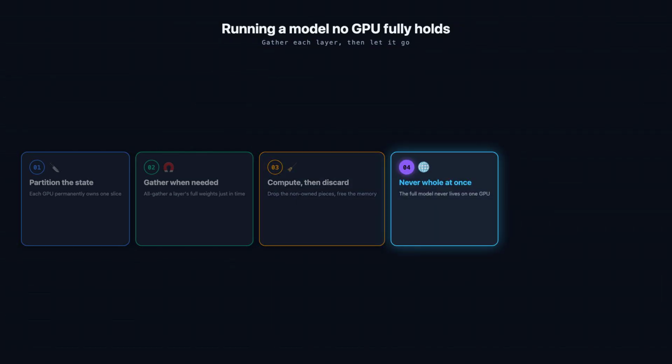Layer by layer, the model is assembled just in time and then torn down again, so the complete network never lives on any single GPU all at once. That is the whole secret to fitting the unfittable.